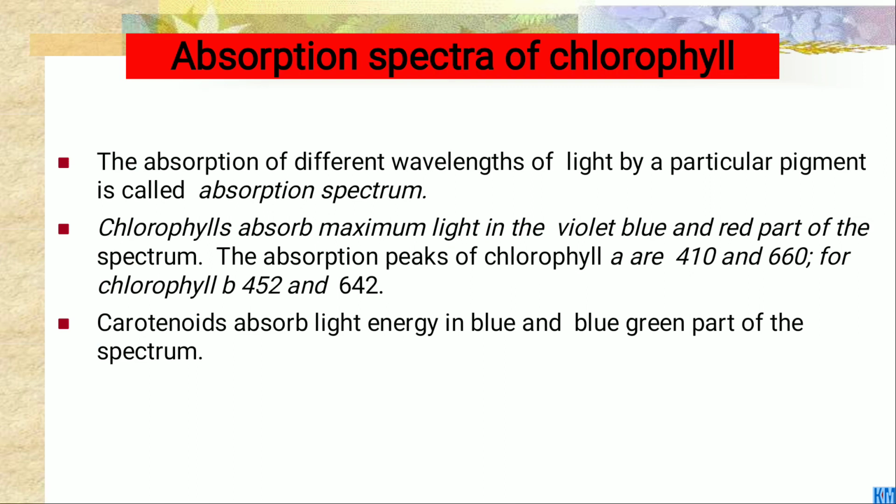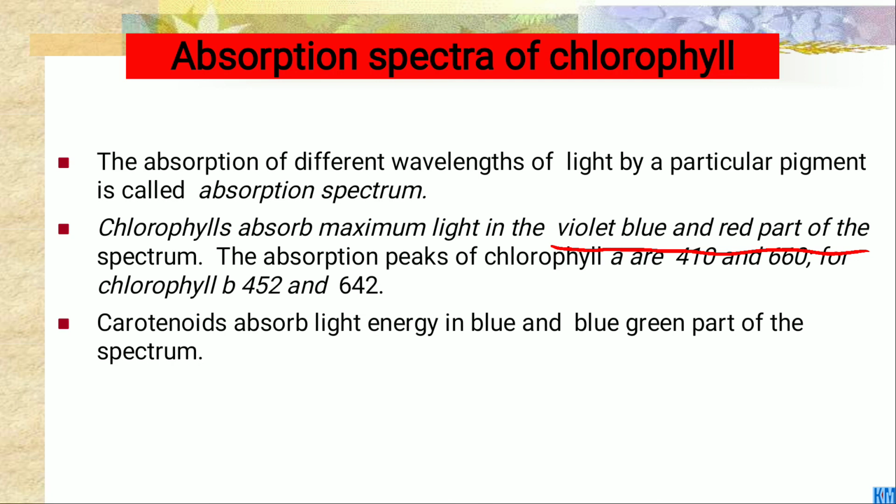Then what is the absorption spectrum of the chlorophyll? The portion of the electromagnetic spectrum which participates in photosynthesis is from 300 to 900 nanometers. The absorption of different wavelengths of light by particular pigments is called an absorption spectrum. Chlorophylls absorb the maximum light in the violet, blue and red parts of the spectrum.